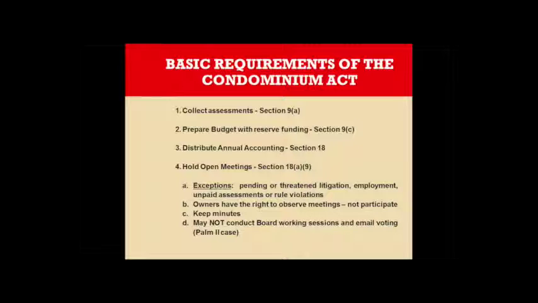Boards must distribute an annual accounting, so usually in the spring of each year there will be a document. If you're professionally managed, it'll be prepared by your professional management company, and it would give an accounting of income and expenses for the whole year. That must be distributed to owners. Boards must hold open meetings. So there are exceptions. If you want to know what the 3 exceptions are, look at 4A on my slide. They are pending and threatened litigation, employment issues, and assessment or rule violations.